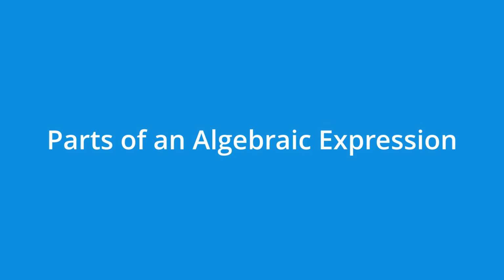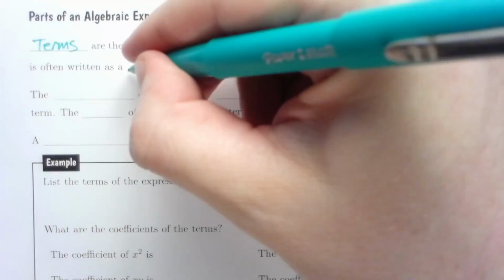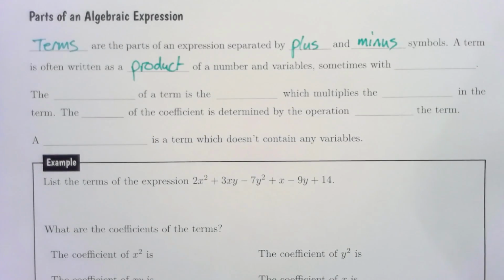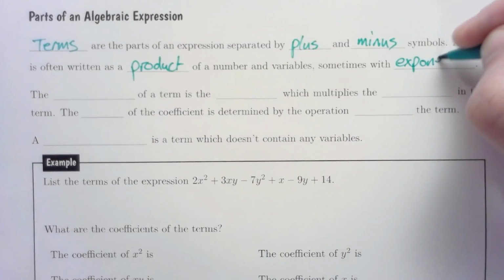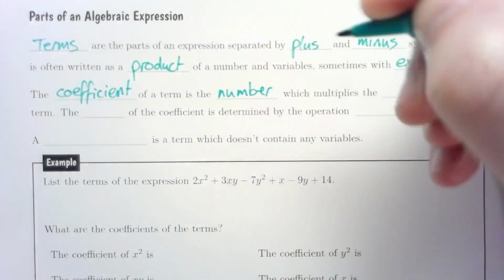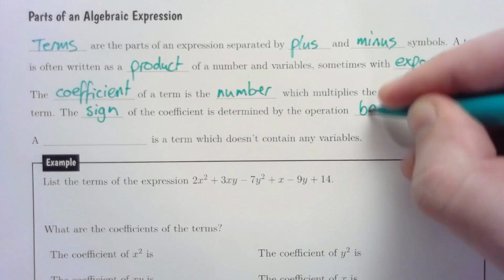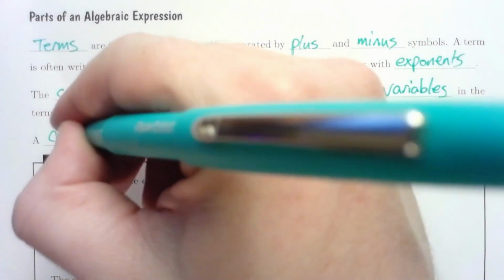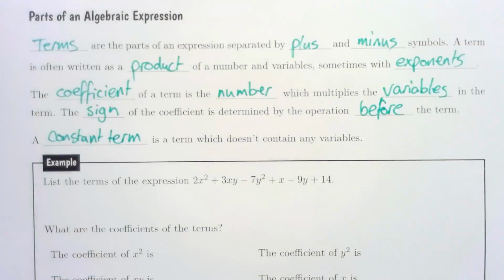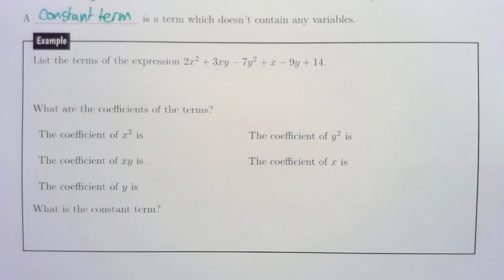Parts of an algebraic expression. Terms are the parts of an expression separated by the plus and minus symbols. A term is often written as a product of a number and variables, sometimes with exponents. The coefficient of a term is the number which multiplies the variables in the term. The sign of the coefficient is determined by the operation before the term. A constant term is a term which doesn't contain any variables. It has this name because its value can't change, because any number just always has the same value.